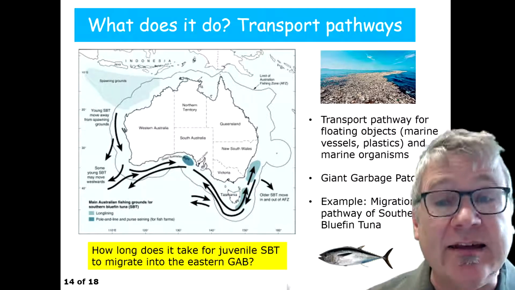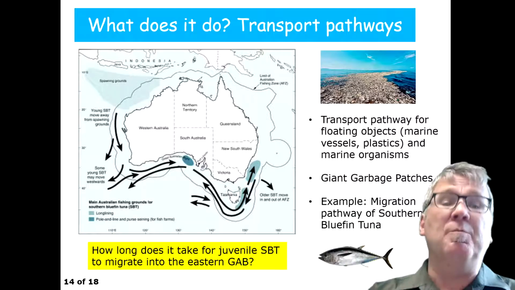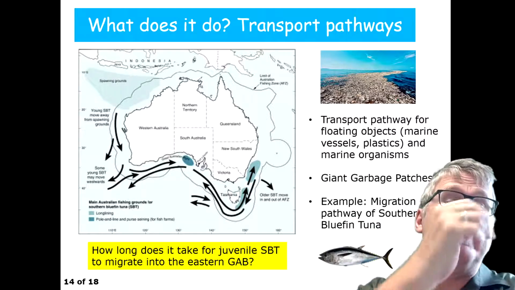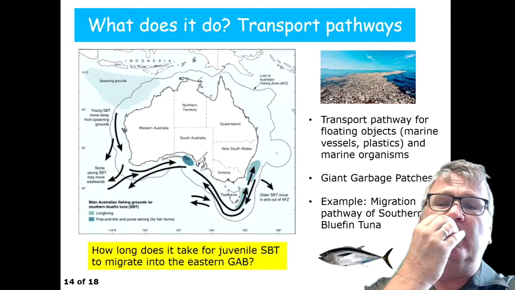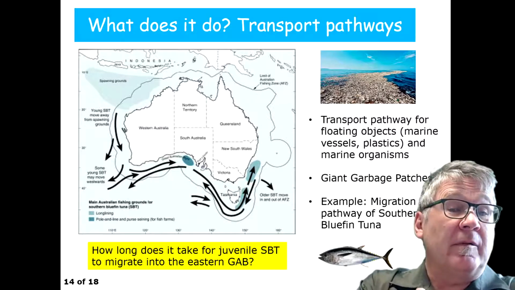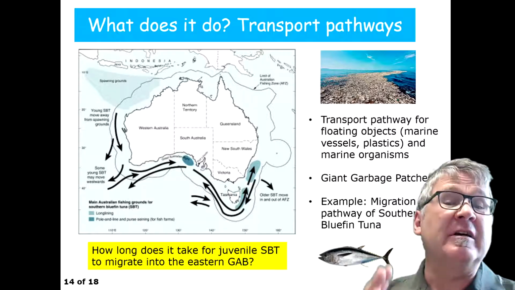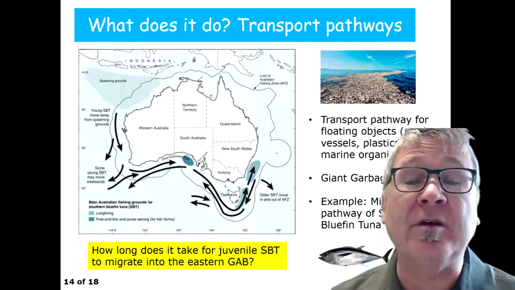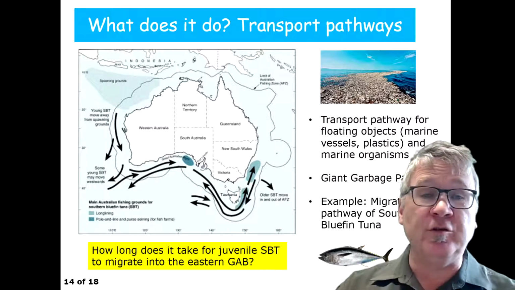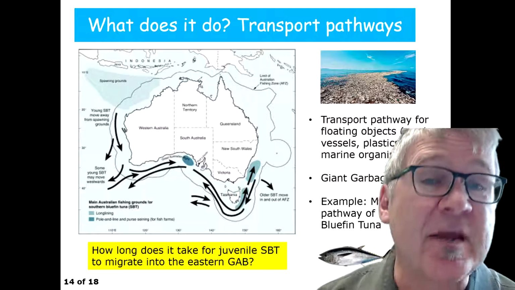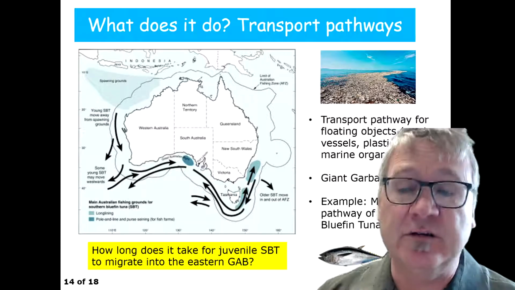So let us have a look at another example. Okay. This is a popular example too. Transport path. We just talked about the East Australian current. There's another popular example. It's shown on the map here on the left. This is juvenile bluefin tuna. It's a very expensive, lucrative fish species. That's a key fish species.